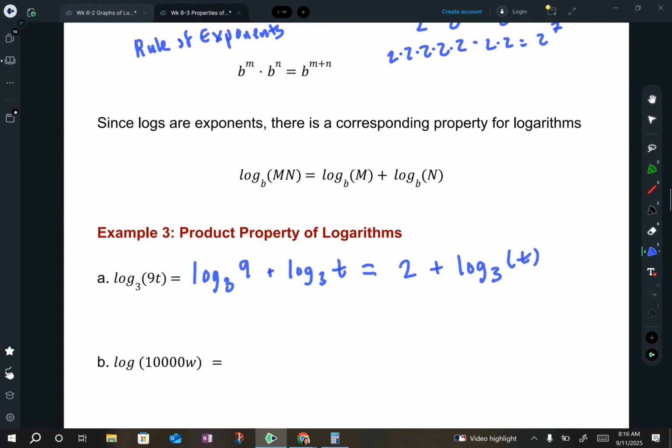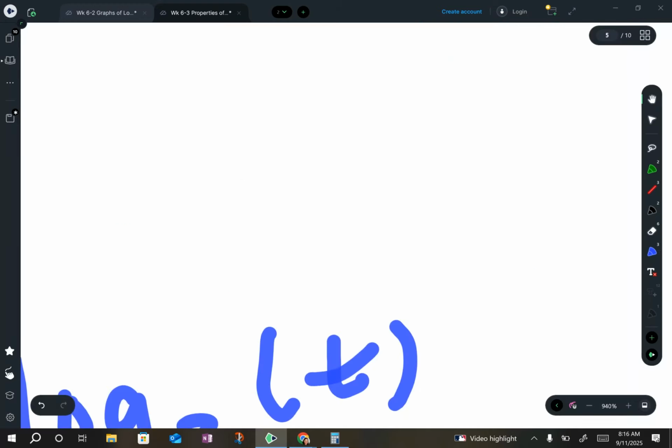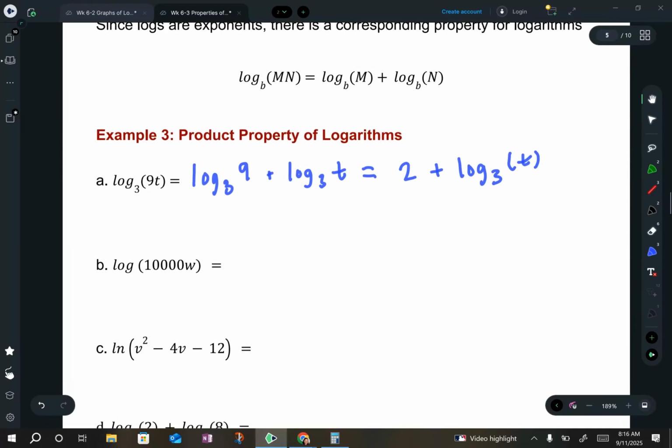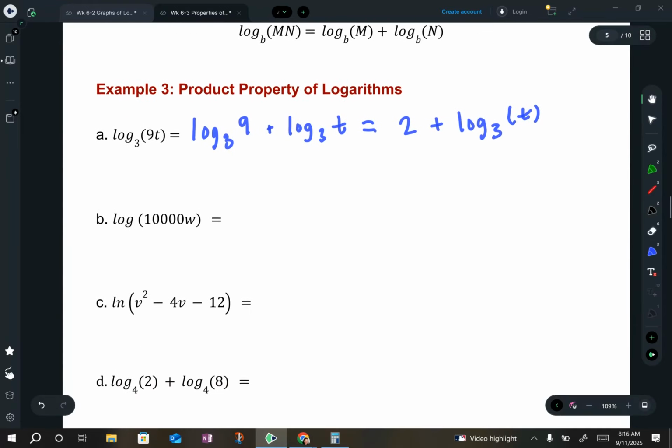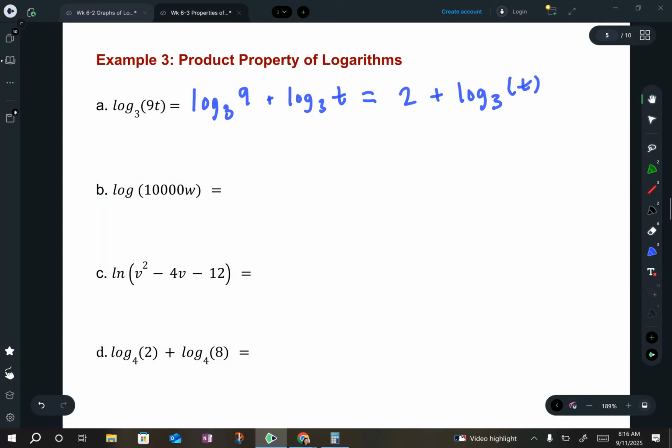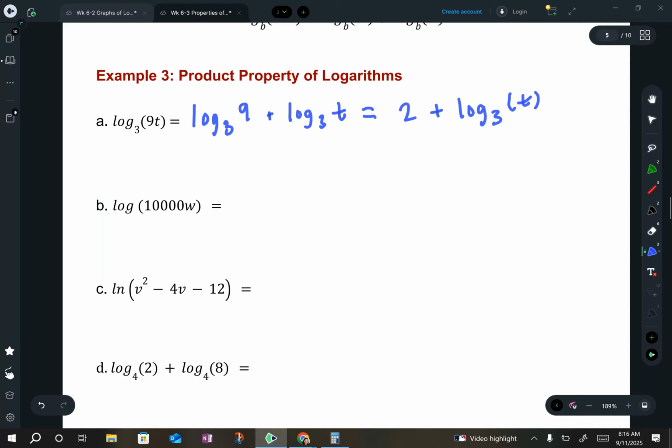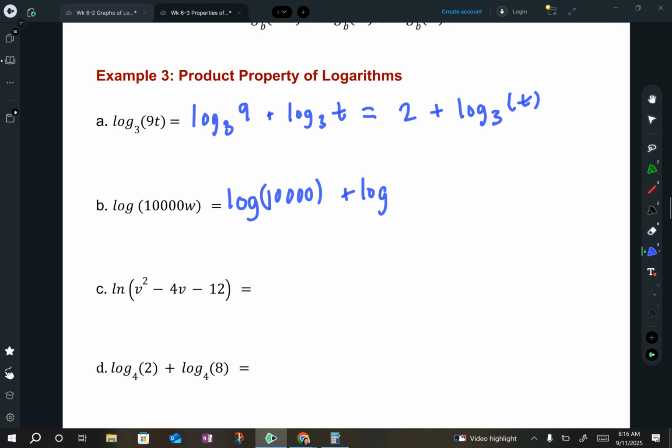Why don't you guys try example B? Pause the video and try example B. All right, did you give it a try? So this is log of 10,000 plus log of W. 10,000 is 10 to the 4th, so that's 4 plus log W.